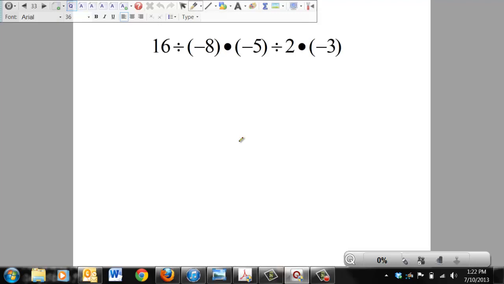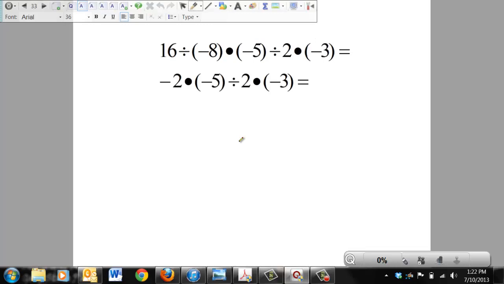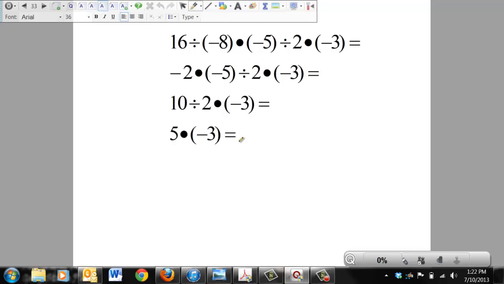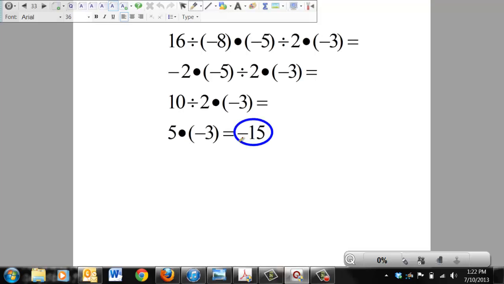Alright, hopefully you did that. 16 divided by a negative 8. That's 16 divided by 8 is 2. Positive divided by negative is a negative. 2 times 5 is 10. Negative times the negative is a positive. 10 divided by 2 is 5. Positive divided by positive is a positive. And then 5 times 3 is 15. Positive times a negative is a negative. So negative 15 is your answer.